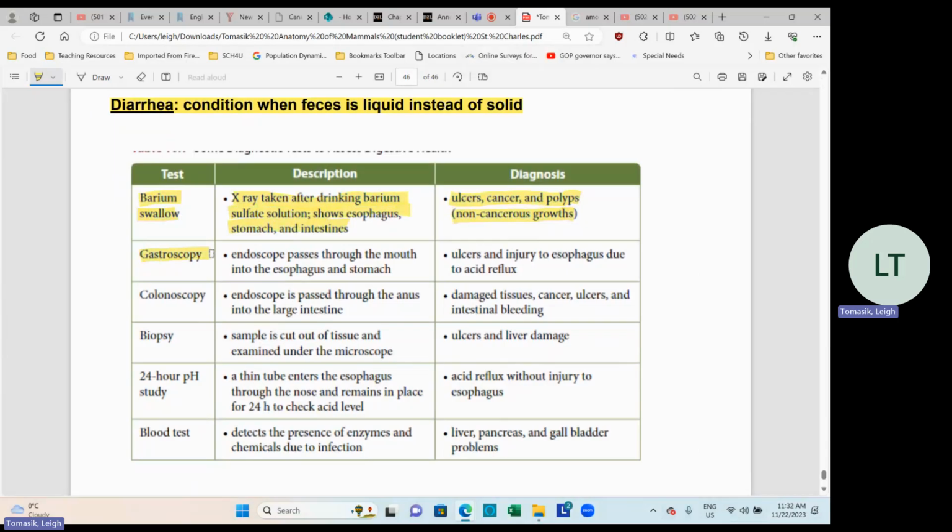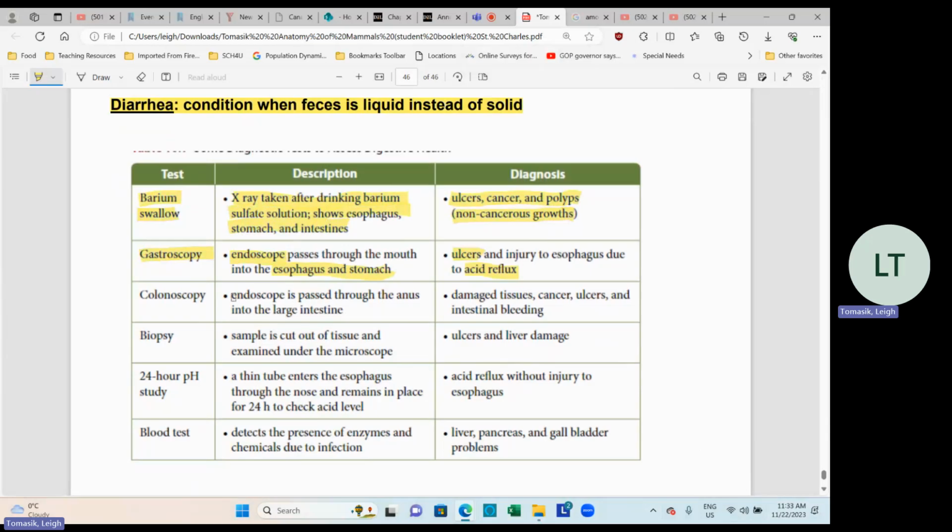There's a gastroscopy. It's an endoscope that passes through the mouth and into the stomach, the esophagus and stomach, right? So this is good for ulcers of the stomach. It's good for acid reflux, right? To see the damage caused by the acid on your stomach and your esophagus.